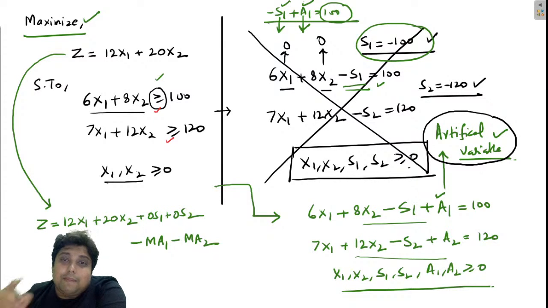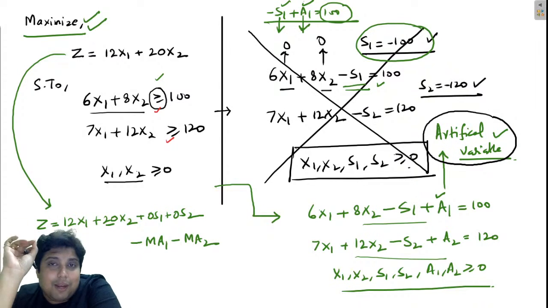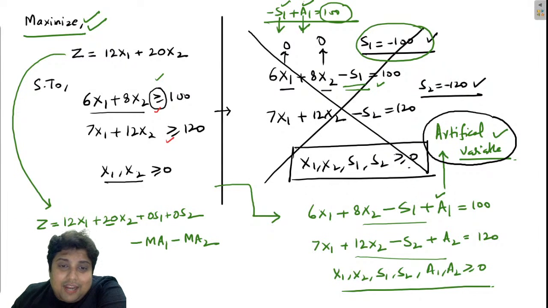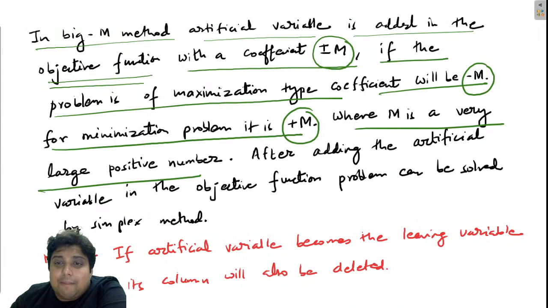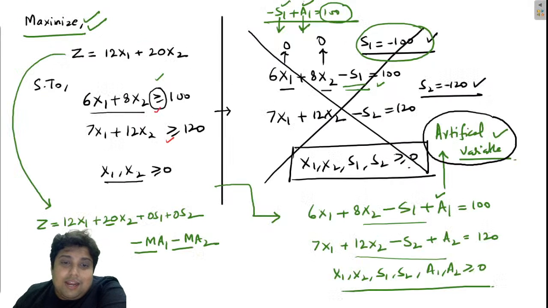Remember, this is a maximization problem. Simplex will allow that variable to enter which has the highest coefficient. So the highest coefficient is 20, and simplex will simply kick out that variable which has the least coefficient. These artificial variables have the least coefficients. M is a very large positive number. Let's say M is 100 crore, a very large positive number.